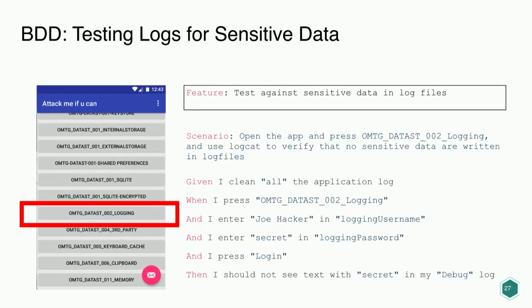So the BDD test will look like this. Given, I clean all the application logs. The keyword given is just a precondition, like I said. We're going to delete all the logs from our phone, from our emulator. We don't want noise, right? We want to test in a clean environment. Then we automate the UI, and the last step is the step that will check that no sensitive information will be stored in the log files.